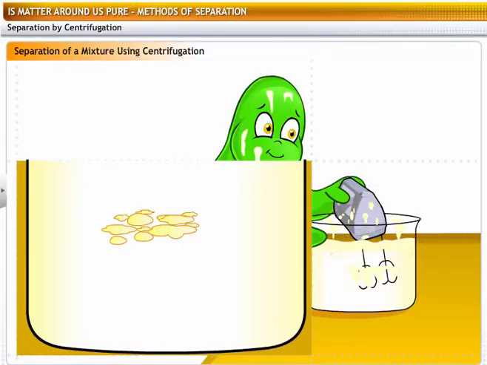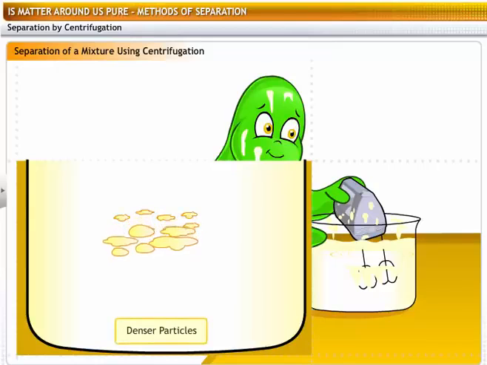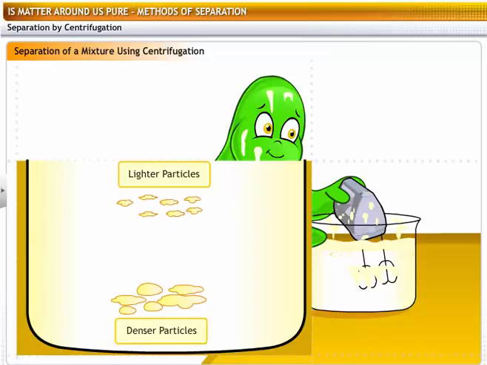The particles of fat in the cream cannot be separated into butter simply by filtering the cream. The fat particles are too small and will pass through a filter paper. You can separate such mixtures of solids and liquids by the process of centrifugation. The principle is that when the liquid is spun rapidly, the denser particles are forced to the bottom and the lighter particles stay at the top.